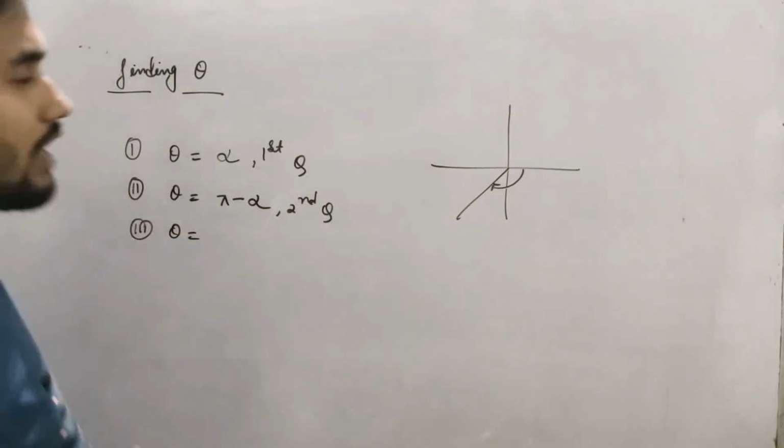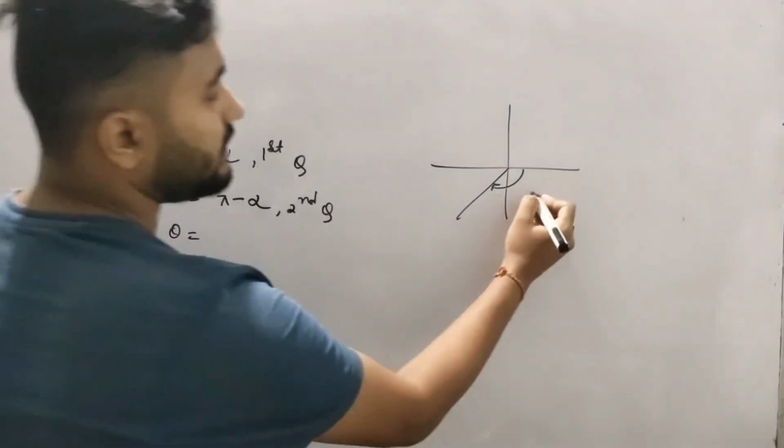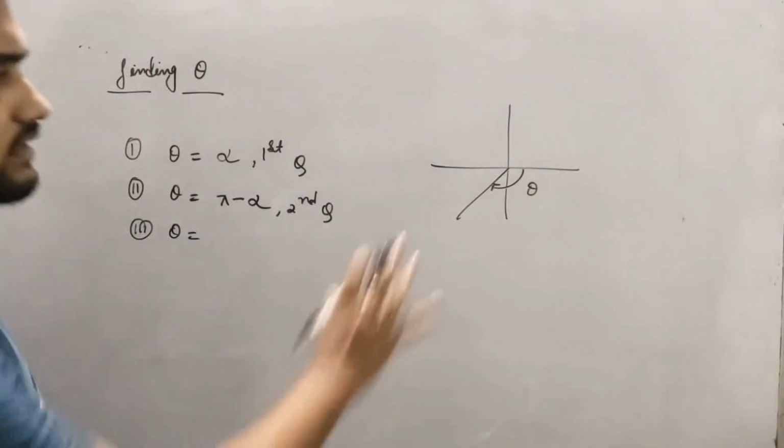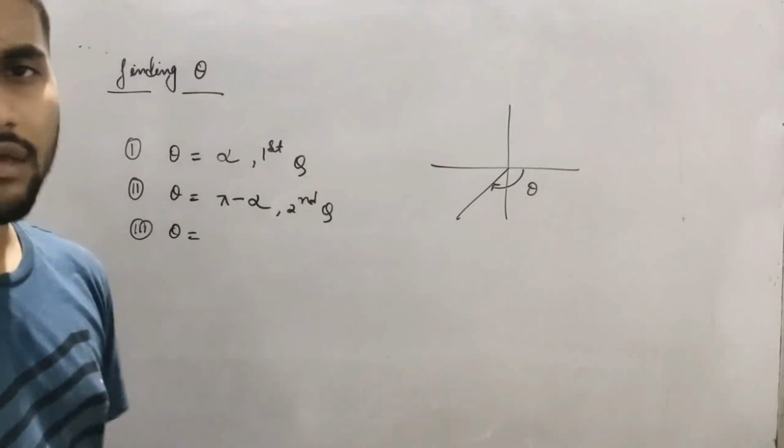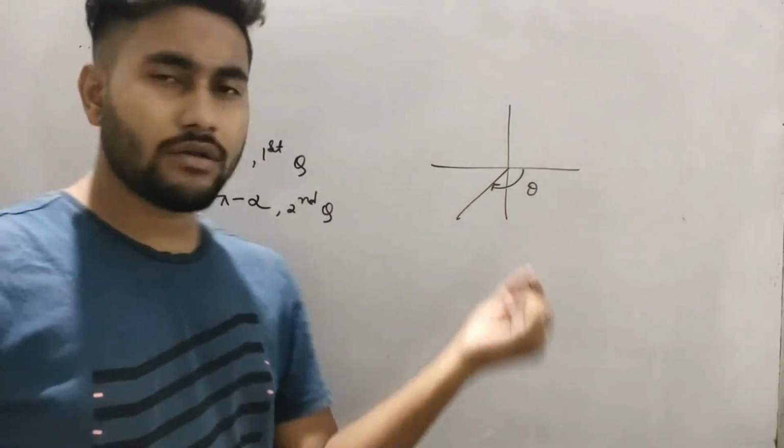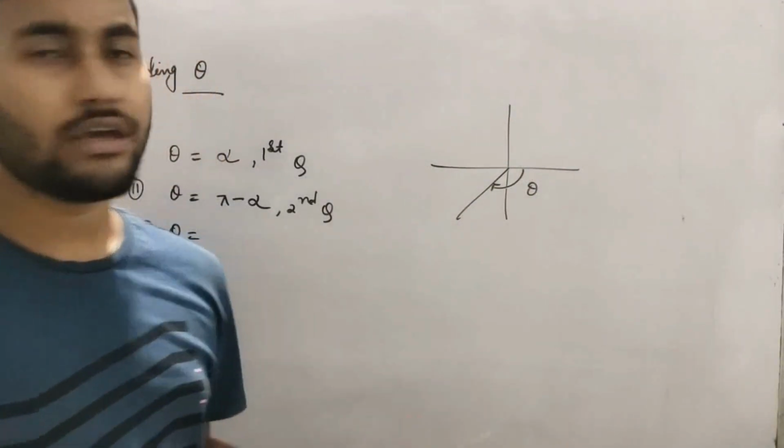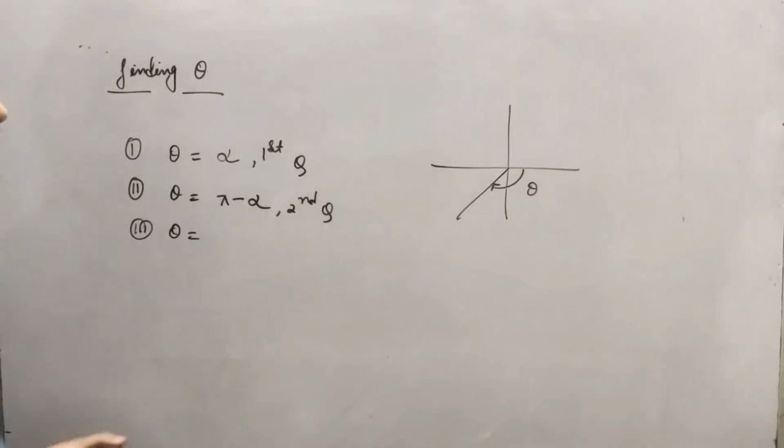Understood? So now how to find this? Again, this is my theta. This is shorter in comparison to going in the anti-clockwise direction, so this is the shorter one. So now what will be my theta?